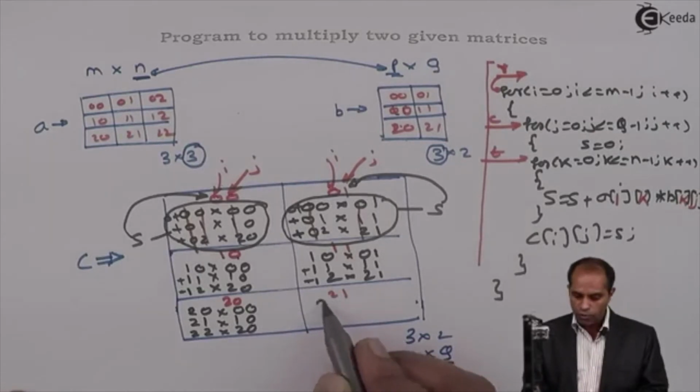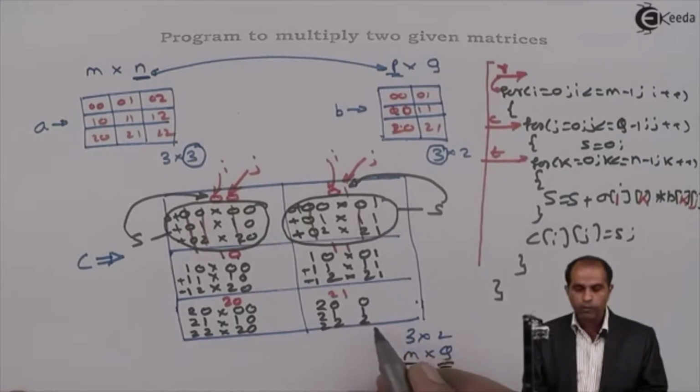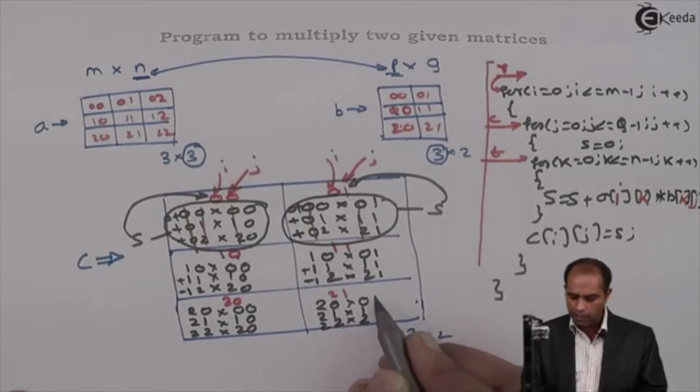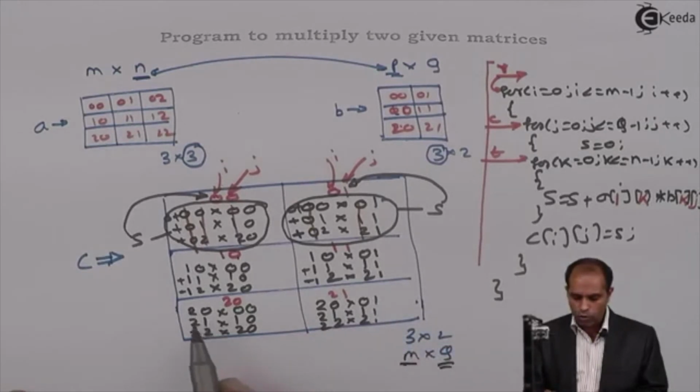2, 1. I is 2. 2, 2, 2. K is 0, 1, 2. K is again 0, 1, 2. Multiply all these elements and J is 1, 1, 1. If you check, 2, 0, 2, 1, 2, 2.